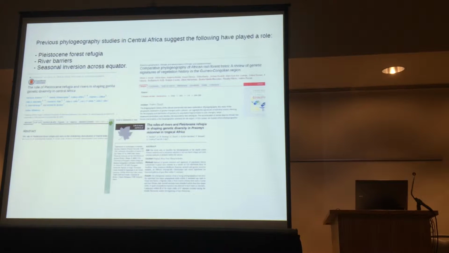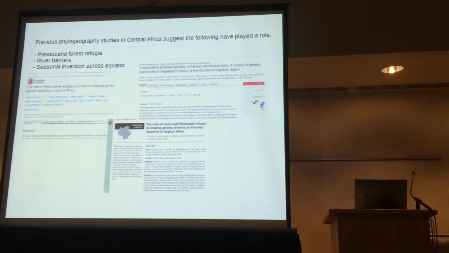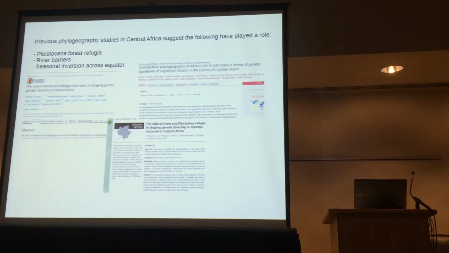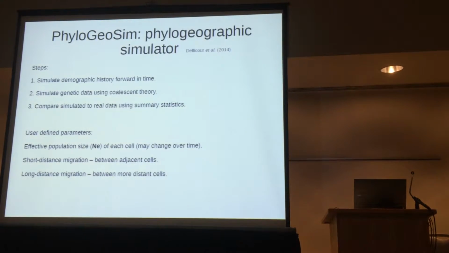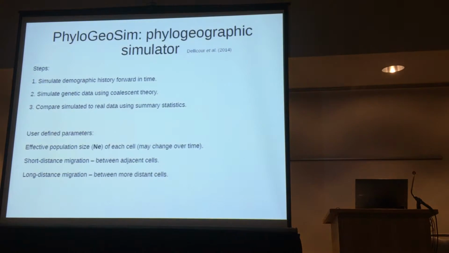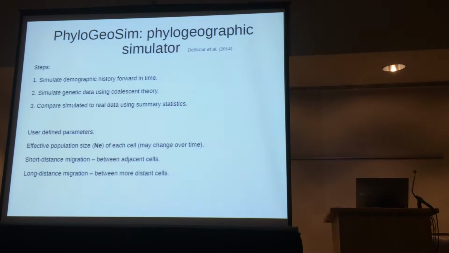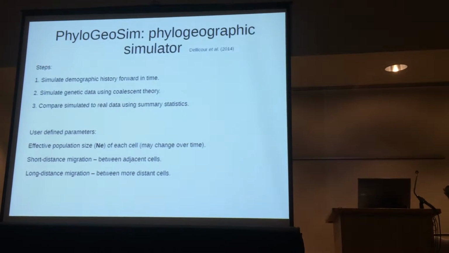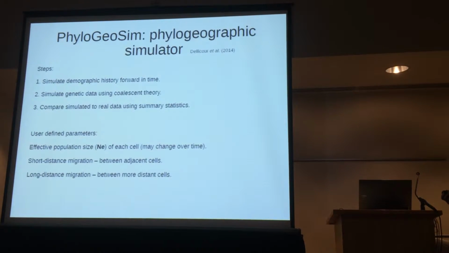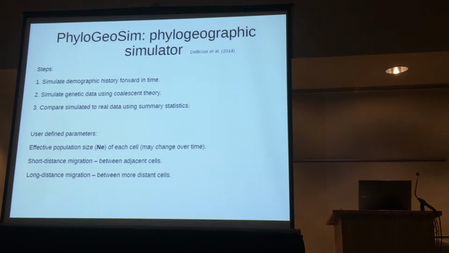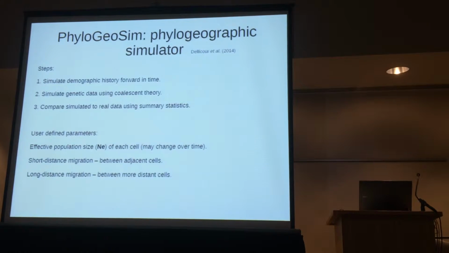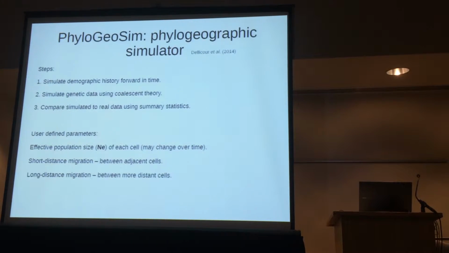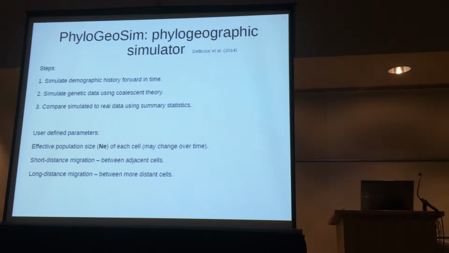So this is what I'm aiming to do in this study, and I'm using mitochondrial DNA, which is widely available for a number of different species in the region. I'm using a program called Phylogeosim, which is a phylogeographic simulator, and it enables you to firstly simulate demographic history through time under whatever hypothesis you're testing. Then, under that model of demographic history, go back in time using coalescent theory to simulate genetic data under that model.